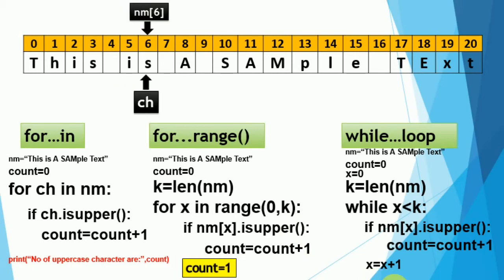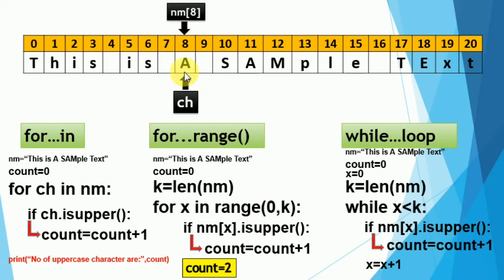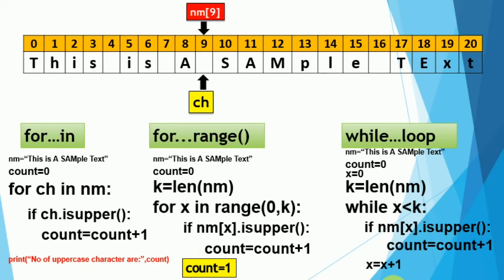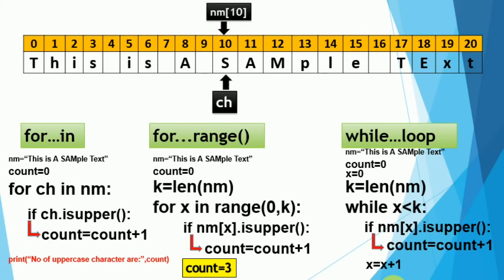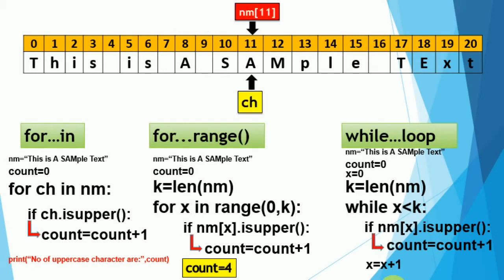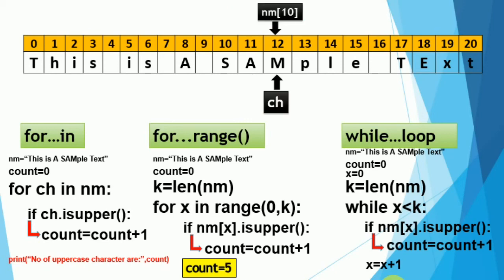Now when it moves to A, here it is again a ch. A is an uppercase, yes, so the counter is going to be increased from 1 to 2. Same, nm of x is sitting at 8. So A is capital, yes, the counter is increased. So this method is followed in all. Now in S again, the counter is going to be 3. A again, counter is increased. M again, counter is increased.